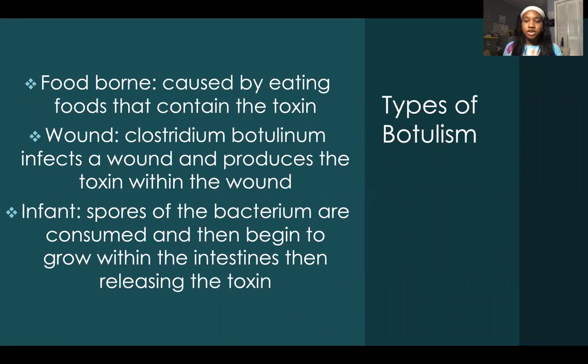The different types of botulism are foodborne, wound, and infant. Foodborne is caused by eating foods that contain the toxin. Wound, that's Clostridium botulinum that infects a wound, and it produces the toxin within the wound. And infant, that's where the spores of the bacterium are consumed and then begin to grow within the intestines, which then release the toxin.